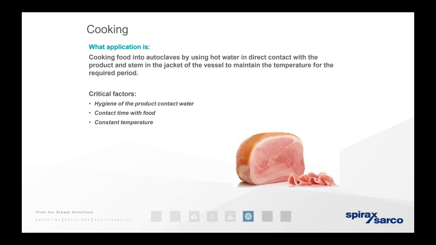Again, cooking. If you're using an autoclave, for instance here, an oven using hot water in direct contact with the product, you need the steam in the jacket of the vessel to maintain the temperature for the required period. I'm thinking of a cooking pot or whatever else where you're transferring the heat by convection into the water to be able to cook the item you have. Critical factors: hygiene, as it says here, contact time with food, so you don't want to overcook it, and it needs to be a constant temperature.